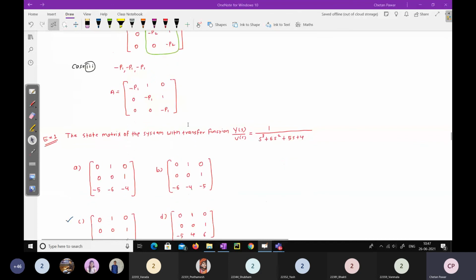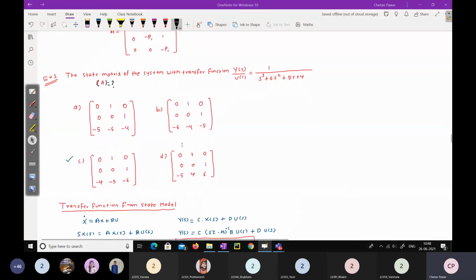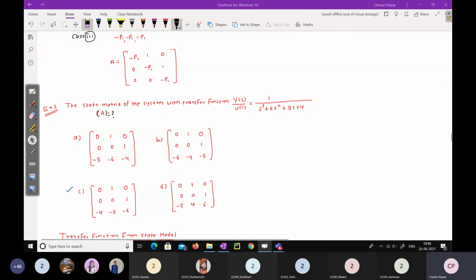Now, here you can see the example. State matrix of the system with this transfer function. So the transfer function is given. Now what is meant by state matrix? As we know, the A matrix is a state matrix. So they are asking about the A matrix. Okay. So let us see the 4 options.